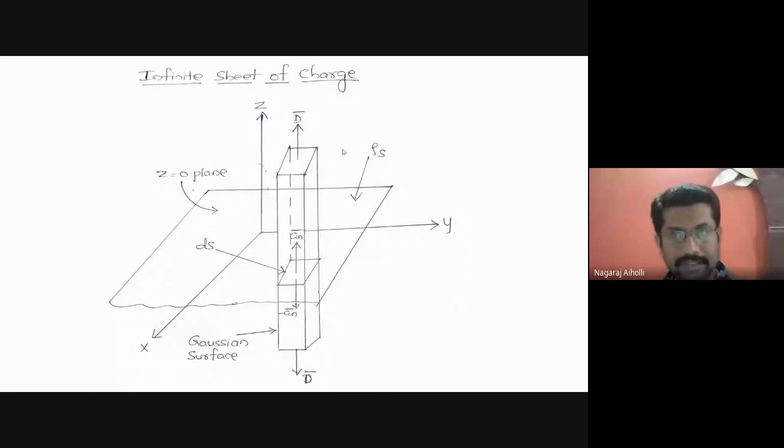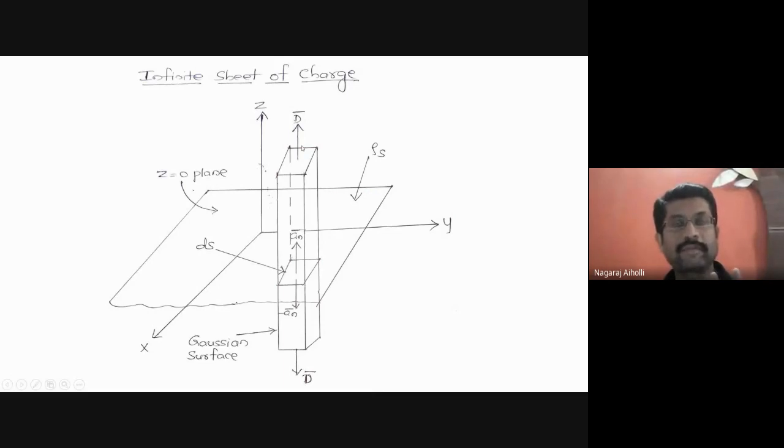Then we are considering this rectangular box as the Gaussian surface. This rectangular box cuts the sheet of charge. When we place this rectangular box, we consider a small area dS wherever the rectangular box cuts the infinite sheet of charge. Then D bar is the electric flux density, which is perpendicular to the Gaussian surface.